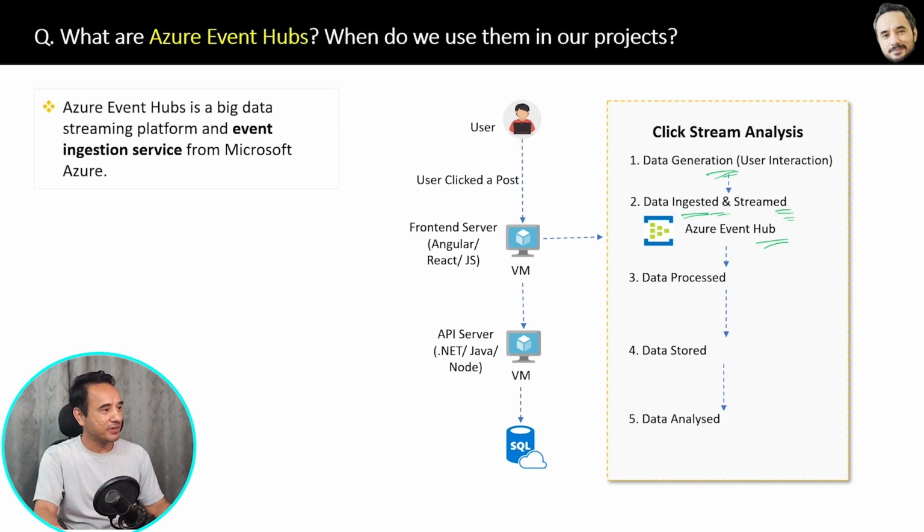Finally, here is the definition. Azure Event Hubs is a big data streaming platform and event ingestion service from Microsoft Azure. That's it. Now you will ask what tool is used for data processing, which is the next step that I will explain in an upcoming question.